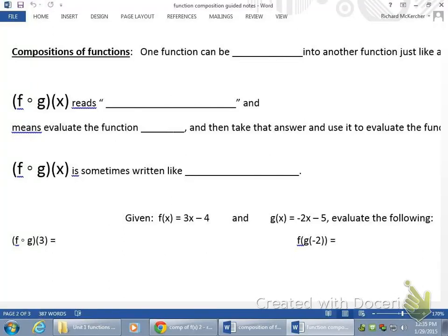Hey guys, Math 3, this is day 2 of compositions. Actually doing compositions of functions today. So we're going to talk about what to do with that. Just understand that we can plug in any function we want into another one.